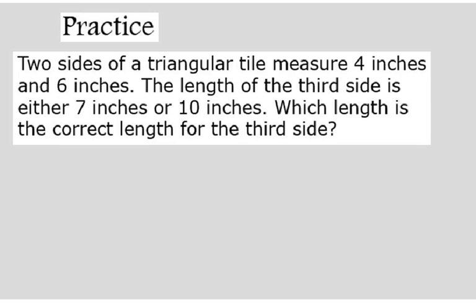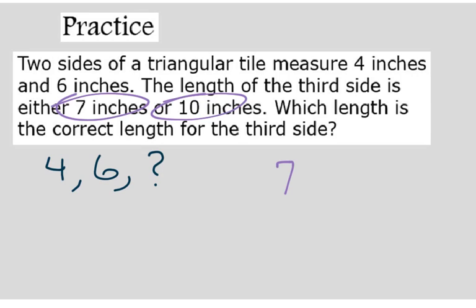Okay, so let's look at what we have. We have been given sides of 4 inches and 6 inches, and then the one that we don't know. But our options are 7 inches or 10 inches. Let me write this over here, 7 or 10. So let's remember that we have to be able to add these together, and that would be larger than the one that we are looking for.